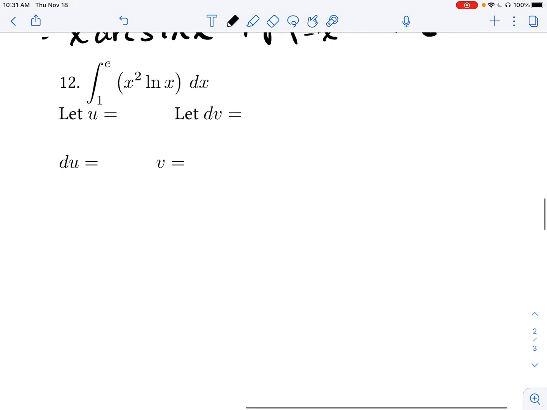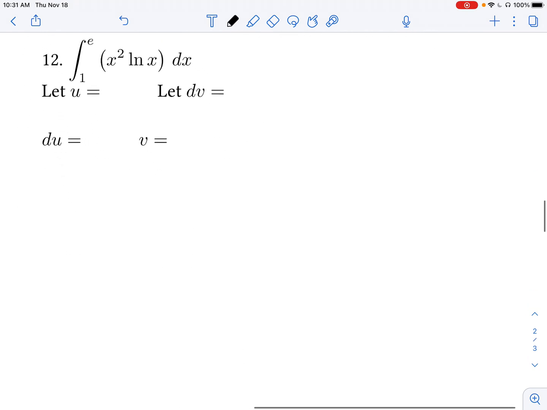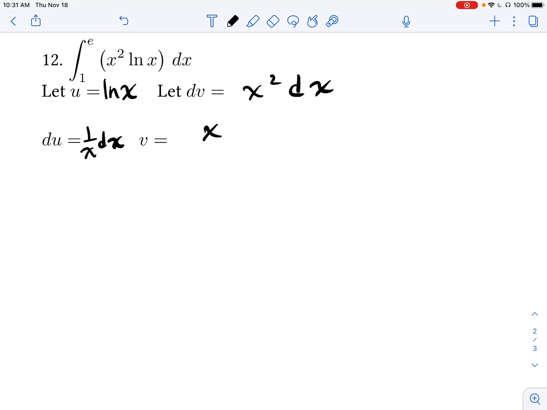Let's do a definite integral problem. Let's try something like this. Well, u in this case probably makes the most sense to be the natural log of x, because I know how to differentiate that easily. That's 1 over x dx. dv would then be equal to x squared dx, and that's pretty easy to integrate. That's just x cubed over 3.